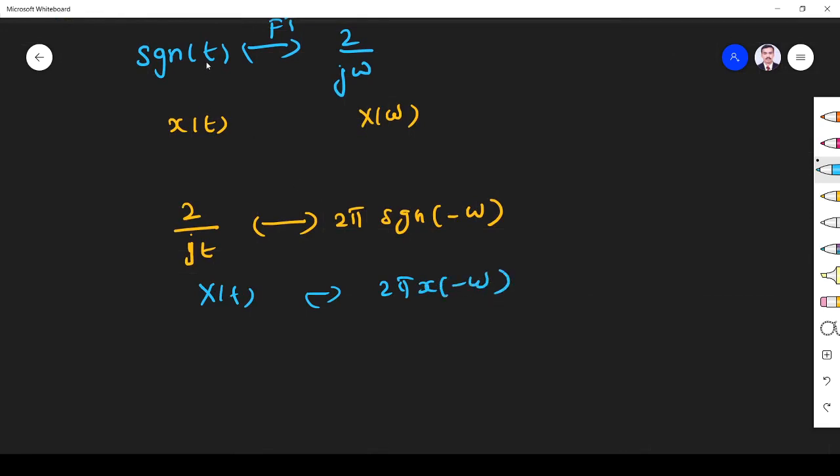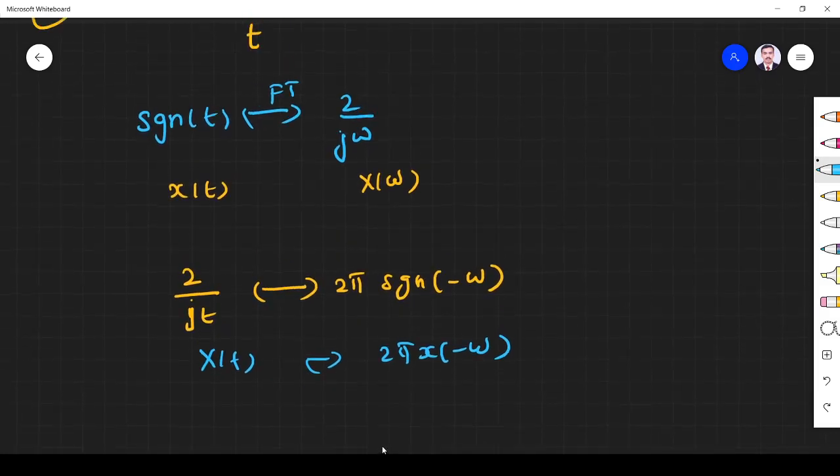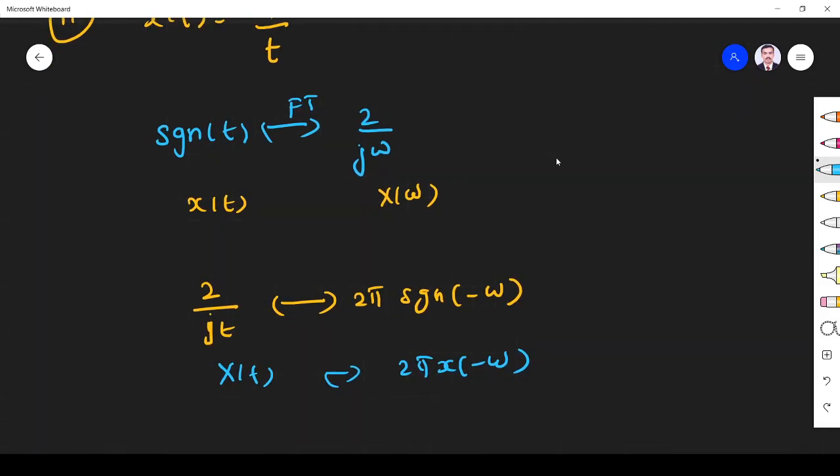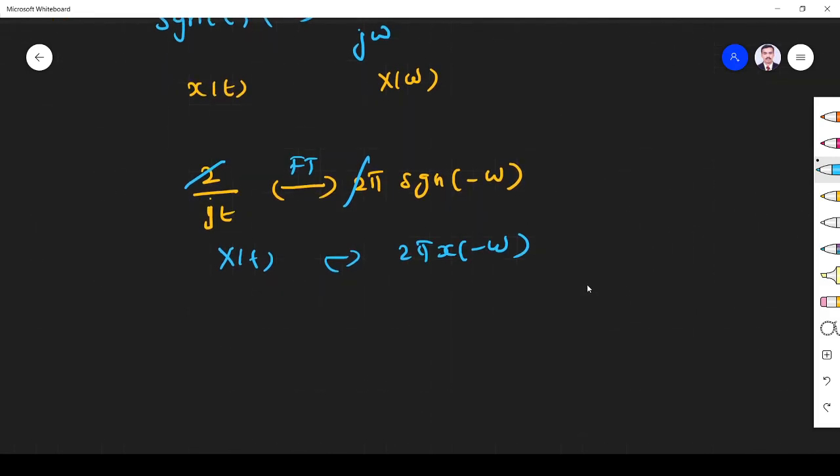This x I replace with minus omega. So 2 pi into signum of minus omega. This 2 pi jt. What do they ask in the problem? They ask the Fourier transform of 1 by t. So simply this 2 will cancel out. This j I bring to that side. So what will happen? 1 by t, this j I bring this side, pi j signum of minus omega.